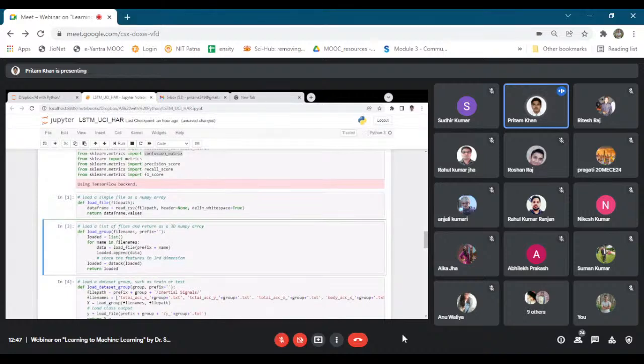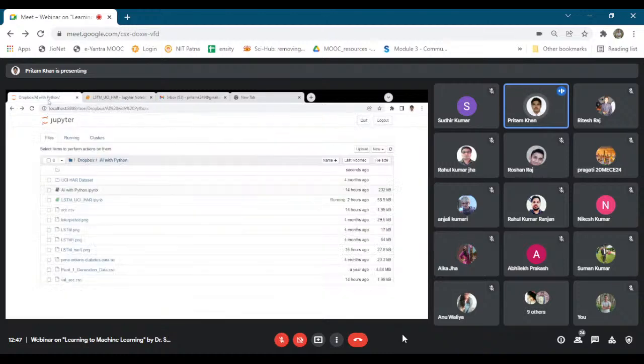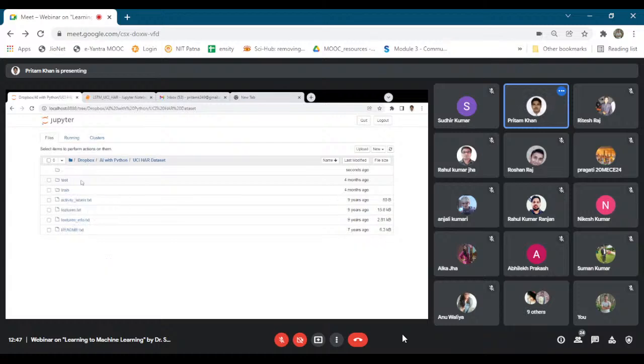Next, from the file path I have mentioned here, I am reading the file in CSV format. The file is stored in the same folder where this code is stored on my computer. Here is this UCI HR dataset. If you see, here are the train and test sets. The dataset has already been separated into the training values, the testing values, and also the labels values.